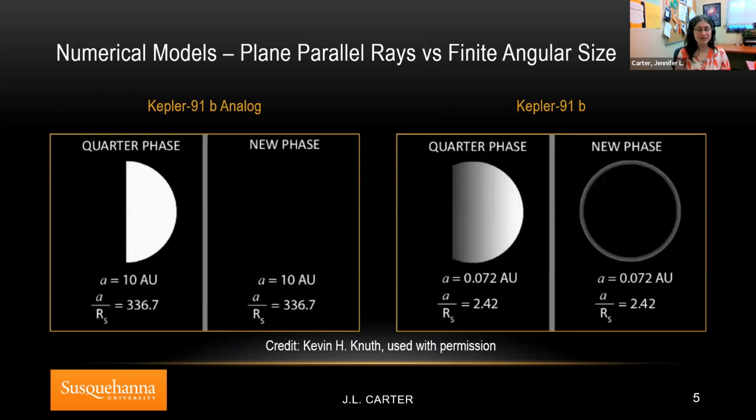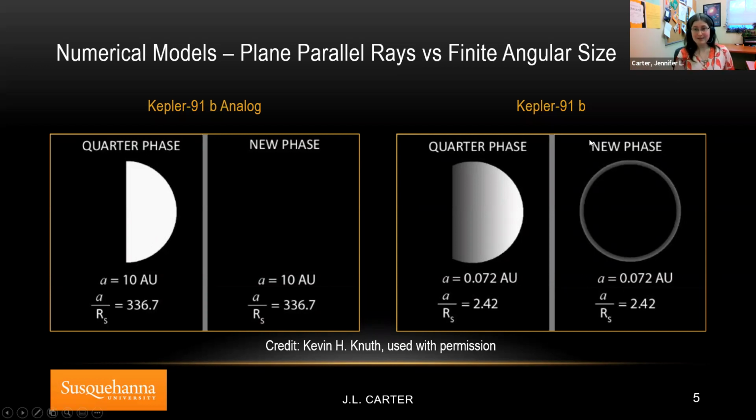Shown here are two models for Kepler-91b. On the left-hand side, we have a case in which the semi-major axis A has been artificially set to be larger at 10 astronomical units. At this point, the plane parallel ray case works just fine. And our numerical models suggest that during quarter phase, a quarter of the planet is reflecting light towards our observer, and everything else is not reflecting light because it's not receiving light or it's not visible. And during new phase, we see no reflected light.